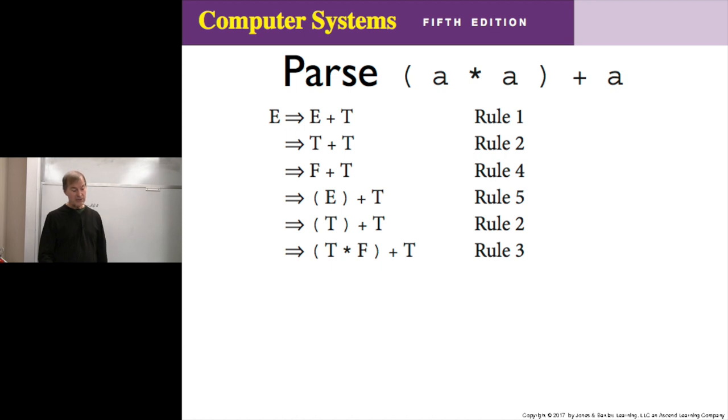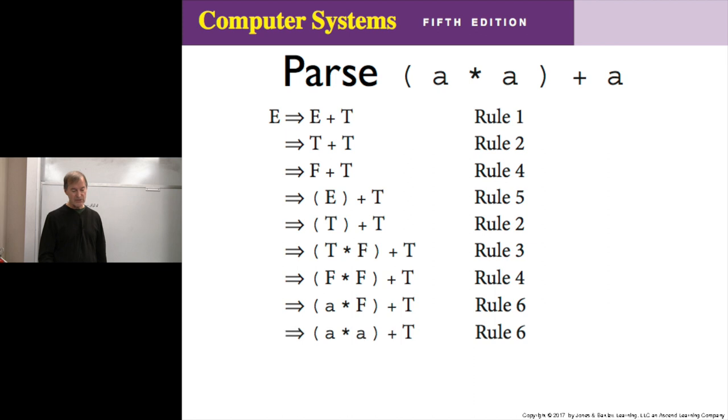And then what is this? Rule 4 sends a T to an F, just like rule 4 did above. And now, rule 6: this first F can go to an A, this F can go to an A, and then this T can go to an F by rule 4, and that F can go to an A in rule 6, and so we did it.